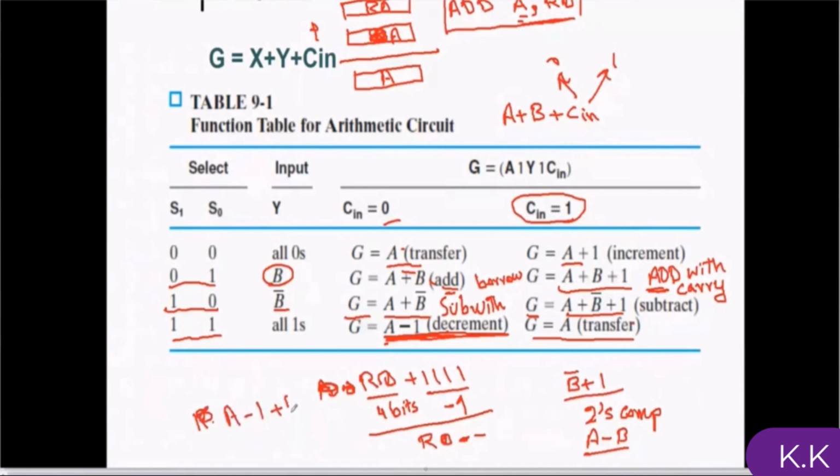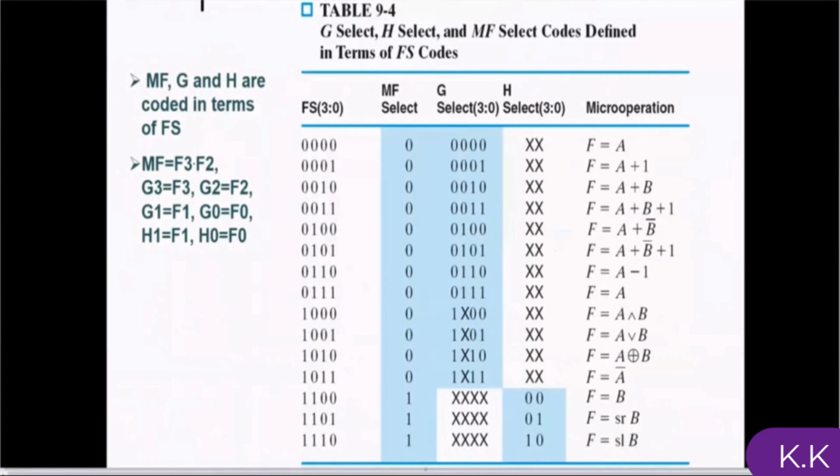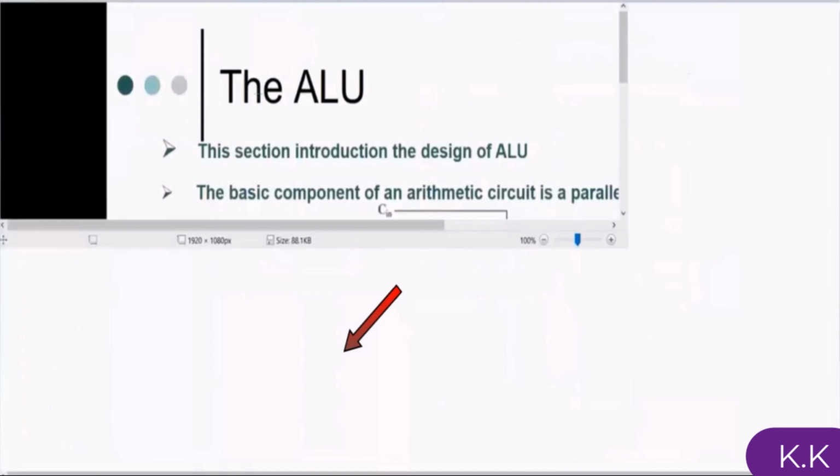We perform A minus 1 plus 1. This is minus 1, and 1 is coming from here. So A minus 1 plus 1 is A. This is the result that we have again, as the output of the adder. So according to the values of S0 and S1, the output can be transfer, increment, add with carry, subtract, or subtract with decrement, and again transfer. So these are the macro operations that can be done by that circuit.